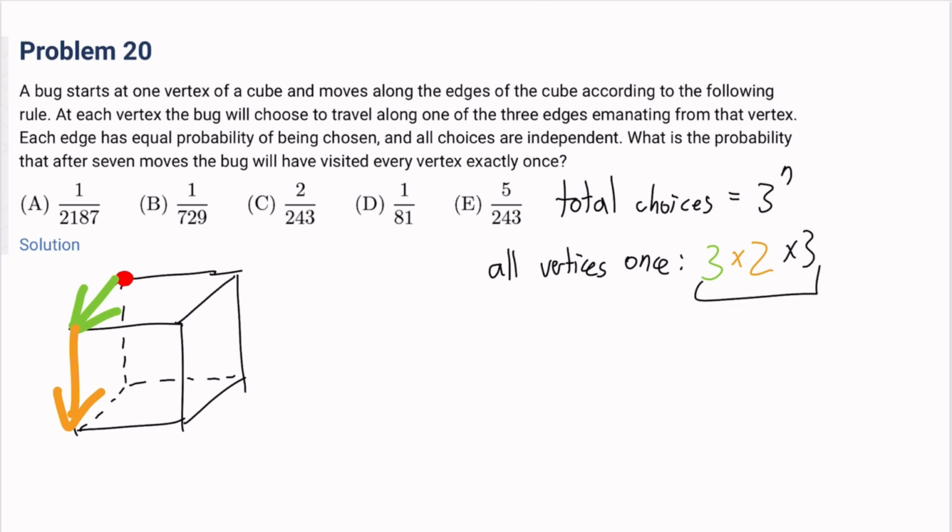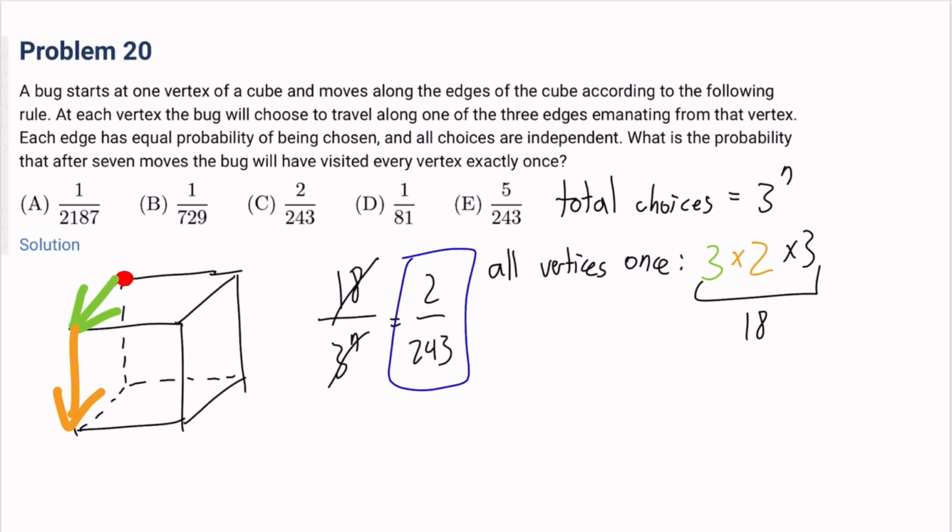And so this is going to be equal to 18, right? And so it's going to be 18, which is the total number of possibilities, over the total choices, which is 3 to the 7th power. And so if we divide by 9, this is 2 over 3 to the 5th power, and 3 to the 5th power, that's 243, right? And so 2 over 243, and that's it. So that's going to be our answer.